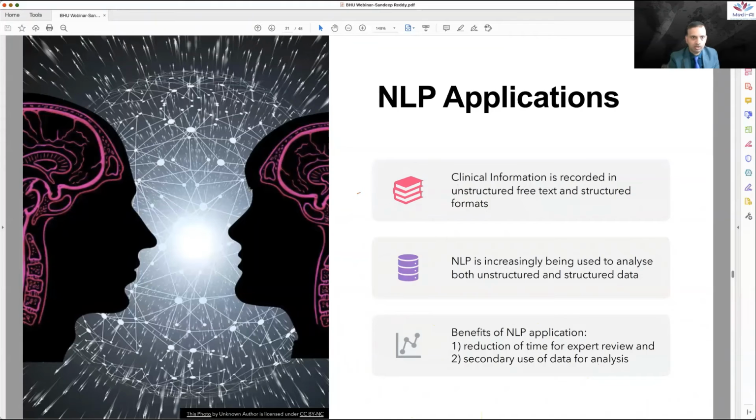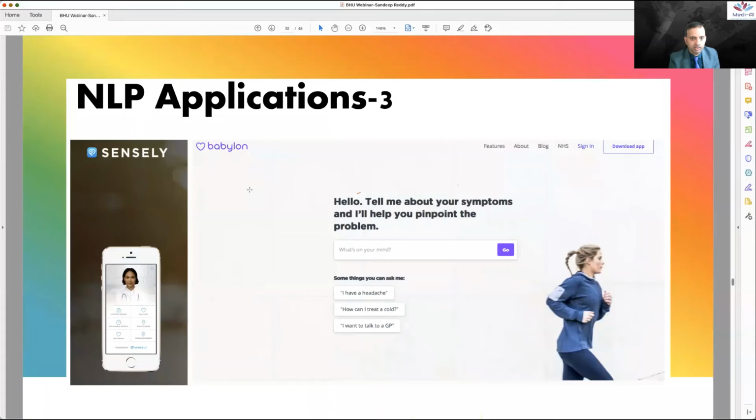So what is natural language processing? It's nothing but computers interpreting human language, whether it's oral or written. So now we are utilizing that technology in medicine. And the way we use it is by using it as symptom checkers. You may have heard of medical chatbots, but you may have heard of these companies, Babylon and Sensely, which have symptom checkers. What it does is you download the app, and then you feed in your complaints.